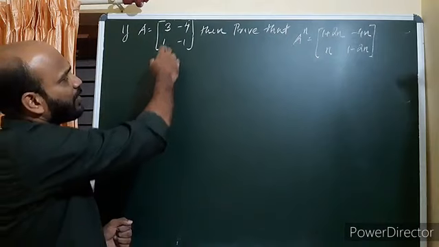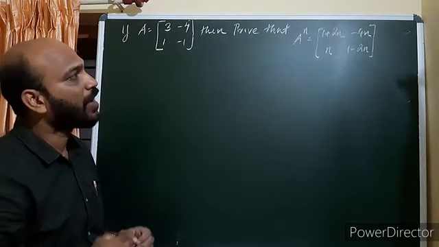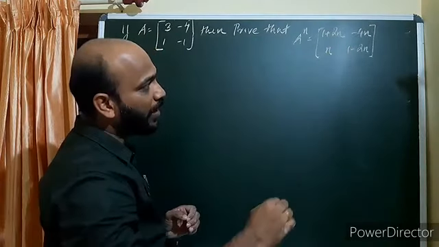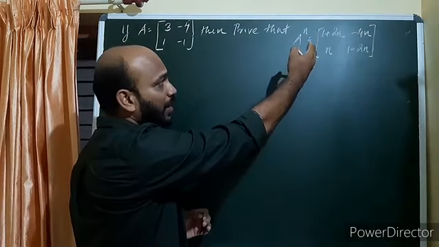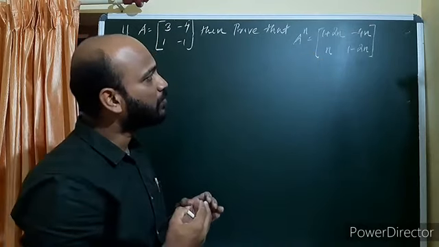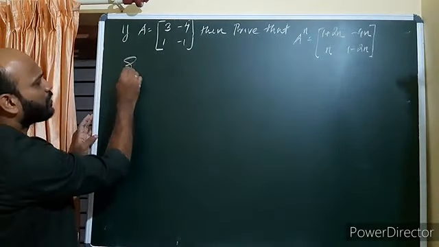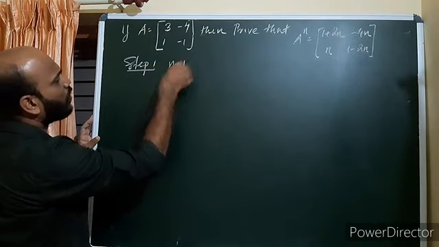If A equal to matrix 3, minus 4, 1, minus 1, then prove that A raised to n equal to 1 plus 2n, minus 4n, n, 1 minus 2n. This is also an expression involving natural numbers. So we have to prove by using mathematical induction. So we'll go for our first step, step 1. Let n equal to 1.